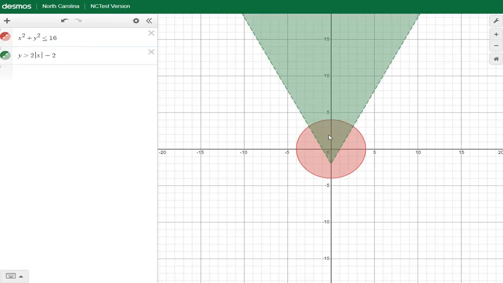All right, so thank you for doing that, and hopefully you've got a circle shaded on the inside and then an absolute value that's open upward. And then our solution is this area in the middle where they both overlap.